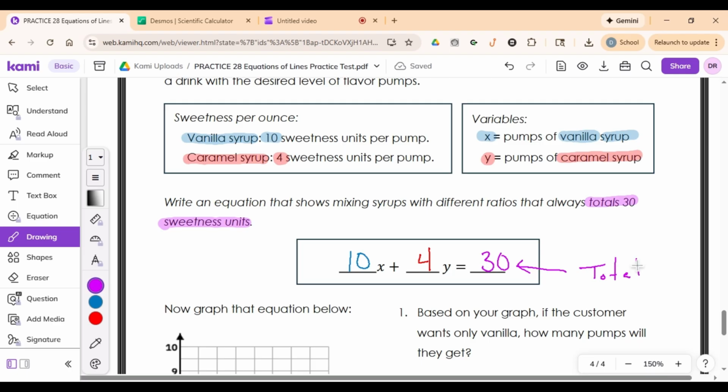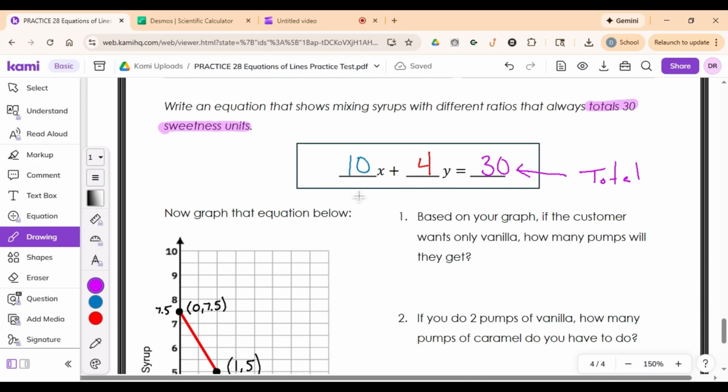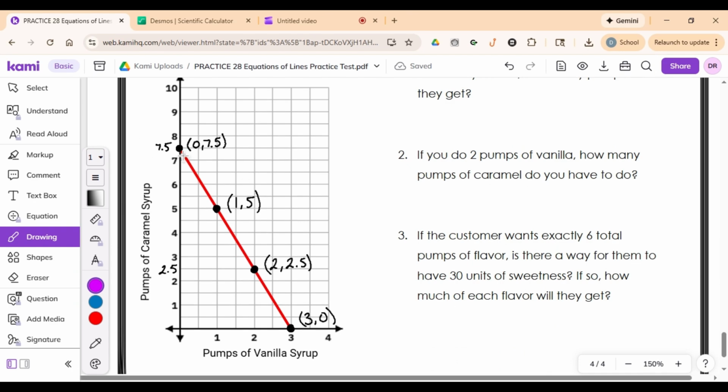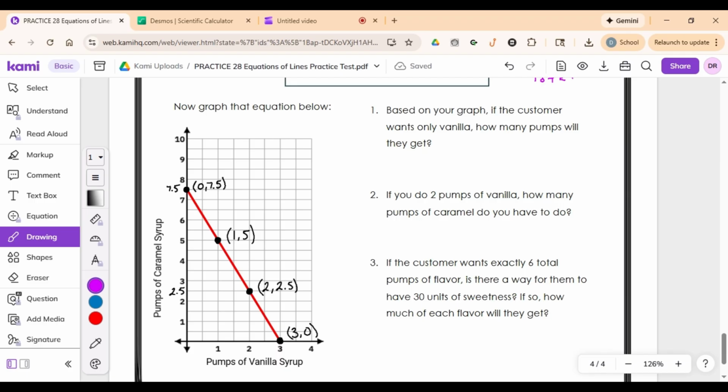What I've done is I've already graphed this line for you, but what we would do is go to our graphing calculator, 10x plus 4y equals 30, and it's going to show us some points here. So we're going to use these points to help us analyze. So we're looking here, and it says, based on your graph, if the customer wants only vanilla, how many pumps will they get? Well, only vanilla, let's think of what that means.